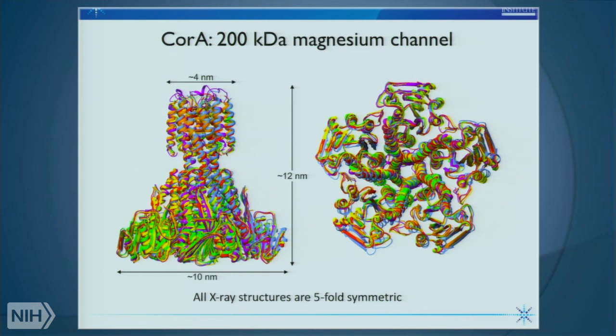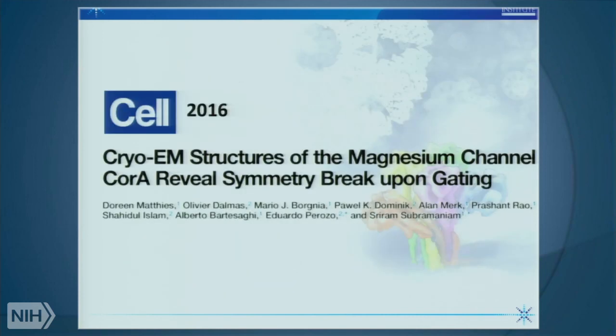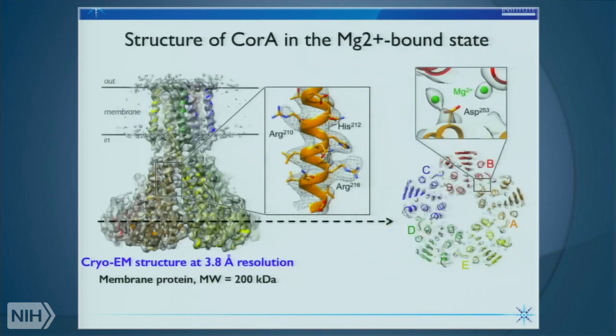And this flew in the face of biochemical and physiological work that suggested that there were very large changes induced by the presence or the absence of magnesium. This was a problem that we worked on in the lab, led by Doreen Matthies, a postdoc in the lab, where we systematically looked at the structures of CorA in the presence and absence of magnesium in a variety of conditions of lipids and detergents. And this was published in Cell in 2016, and it led to a very interesting insight.